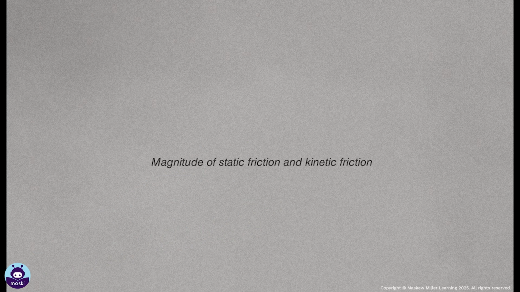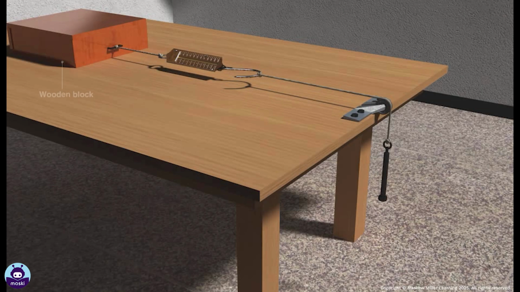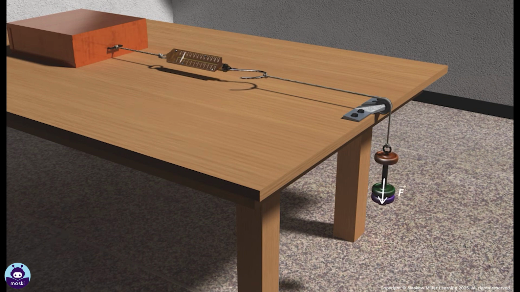Magnitude of static friction and kinetic friction. A wooden block is at rest on a table. One end of it is attached to a spring balance. When the spring balance is pulled with a small force, F, the block doesn't move. If F is gradually increased, at a certain stage, the block begins to move.